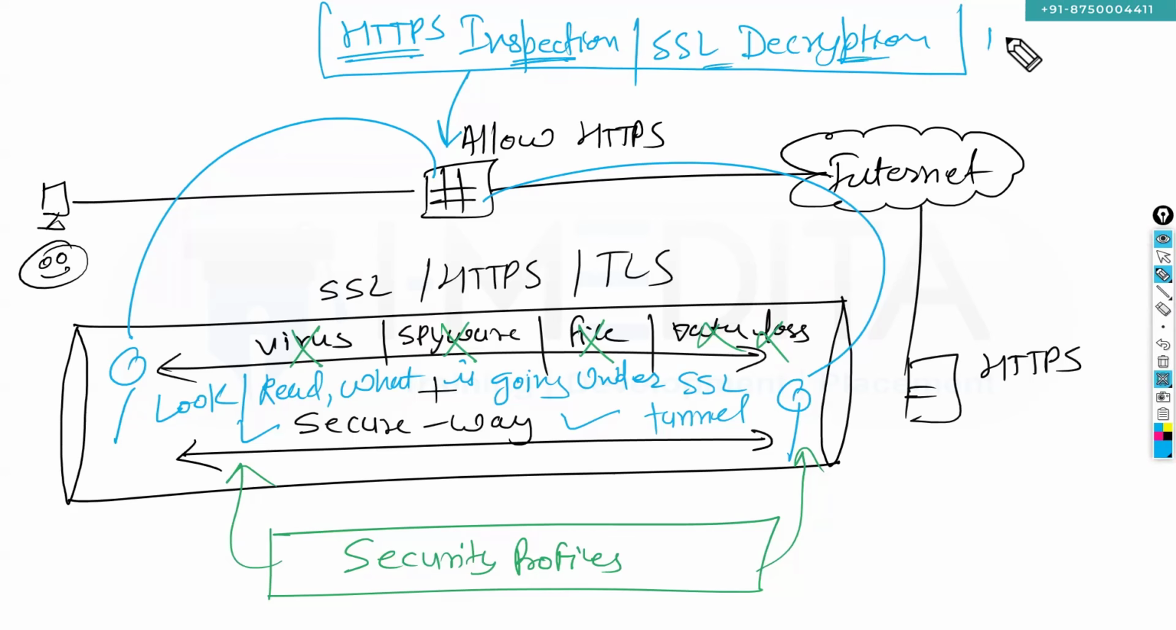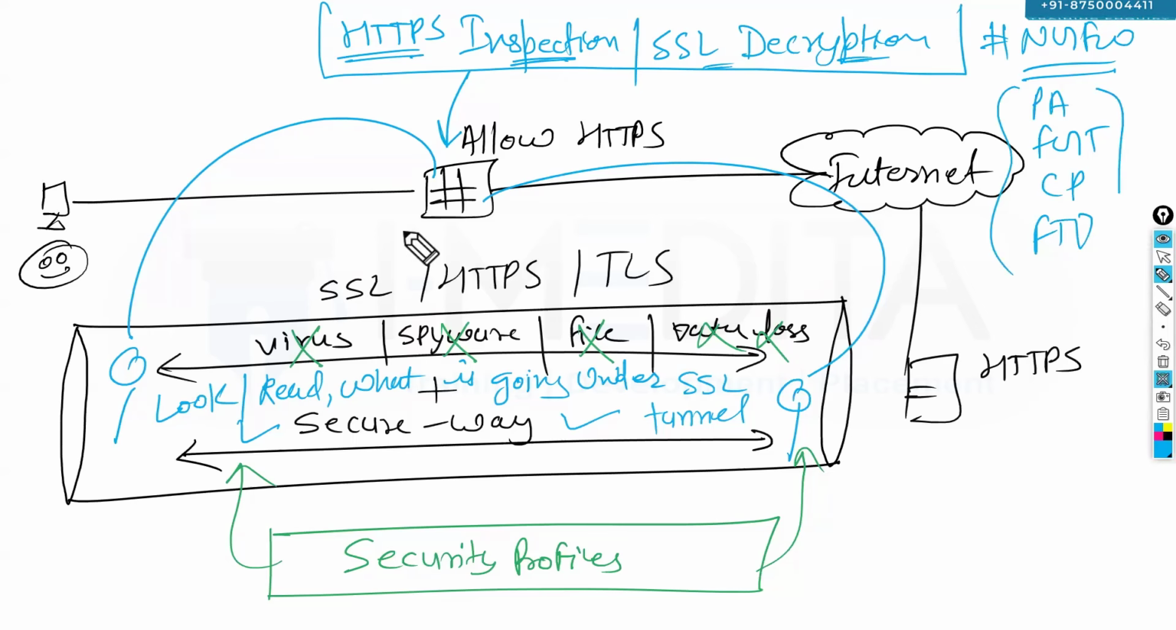This feature is only available in next generation firewalls. It is not available on a normal firewall. Only next generation firewalls like Palo Alto firewall, FortiGate firewall, Checkpoint firewall, Cisco FTD can see what is going on under the SSL tunnel. And if you have enabled security profiles or security blades, you can block that.